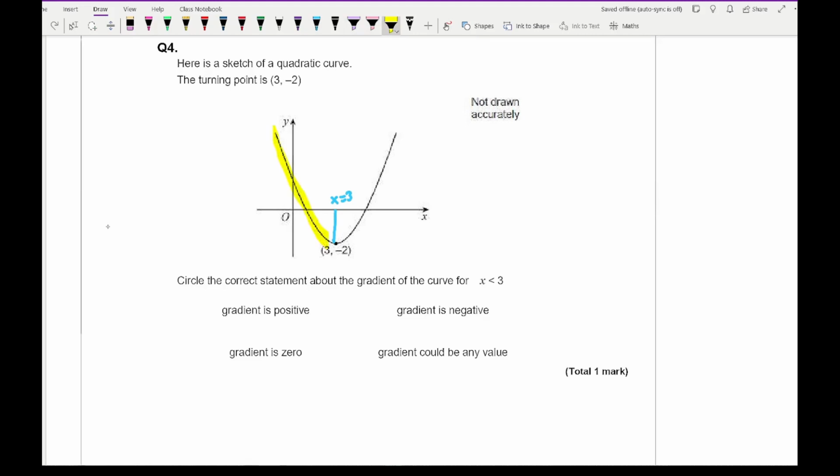So on that yellow line, what is the gradient doing? Well, the gradient is negative. So the correct one I should have is going to be this. It's only when x equals 3 that the gradient is going to be equal to 0. So when we know that x is less than 3, then the gradient is definitely going to be negative.